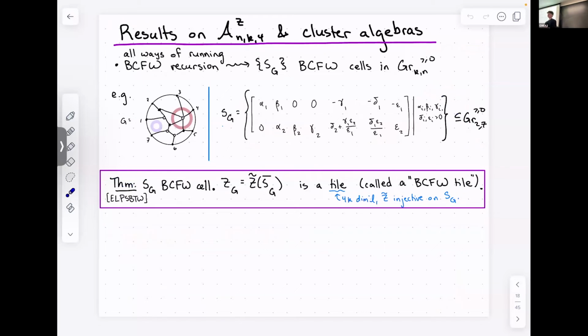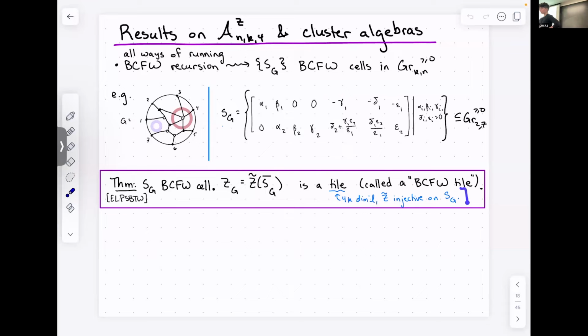So if you want to show that each BCFW expression produces a tiling, the first thing is checking that all of the cells that correspond to any term in any BCFW expression have images that are actually tiles. Here is such a cell: a graph that shows up at the bottom of this recursion somewhere, and the corresponding cell in the Grassmannian. The first thing we prove is that the image of this cell is really a tile. It is 4K dimensional, that's the right dimension, and the Z tilde map is injective.